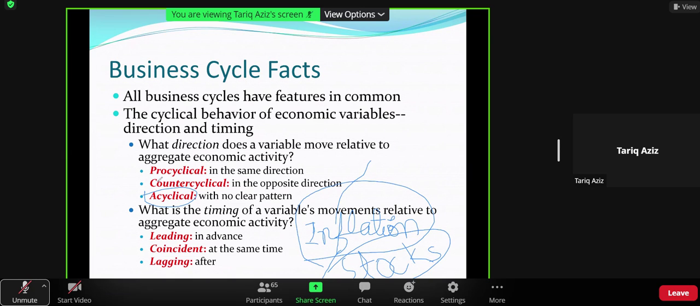So this was the classification on the basis of the relationship between two variables, on the basis of direction. If the movement in direction is the same, then those variables are called pro-cyclical. If the movement is opposite, that variable is called counter-cyclical. And if there is no particular pattern between two variables, that variable is called acyclical, because it is not related to the other variable, and there is no specific pattern, whether positive or negative.